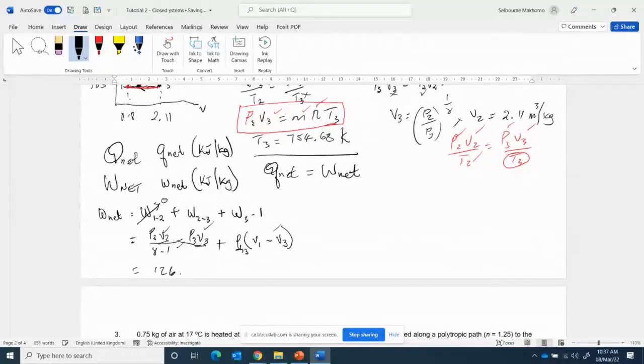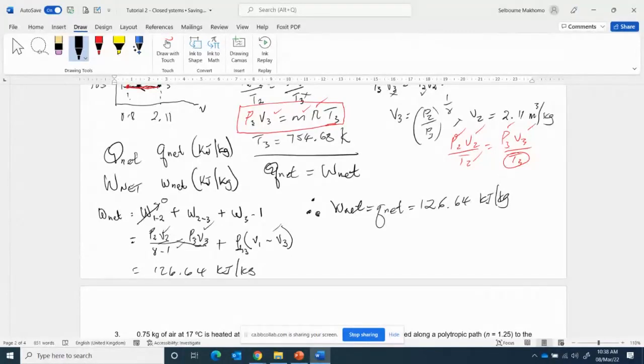126.64 kilojoules per kilogram. Therefore, work net is equal to Q net, which is equal to 126.64 kilojoules per kilogram.